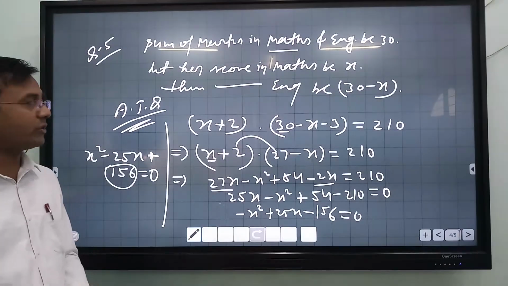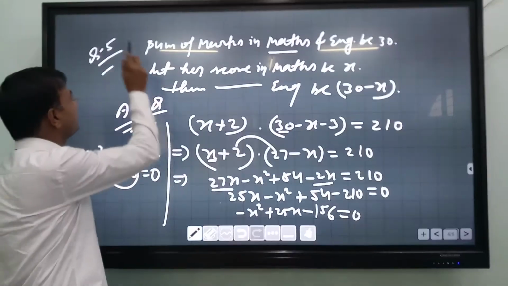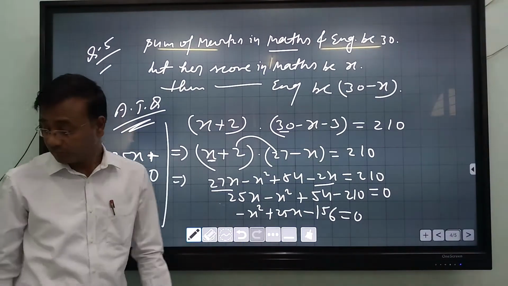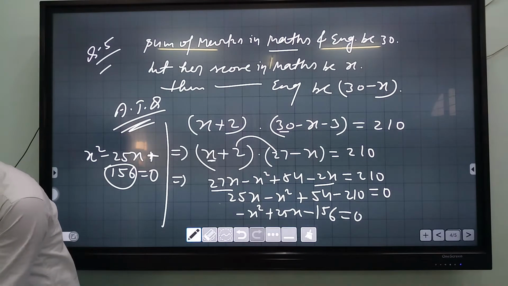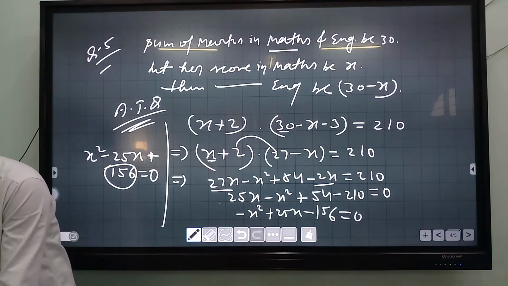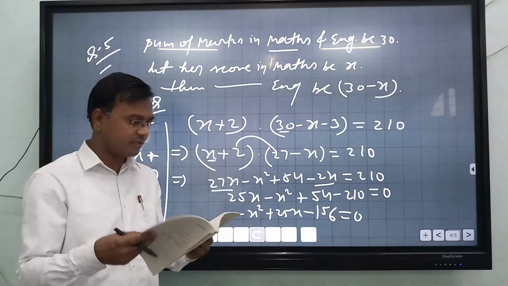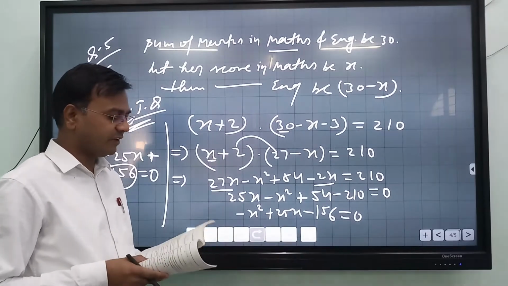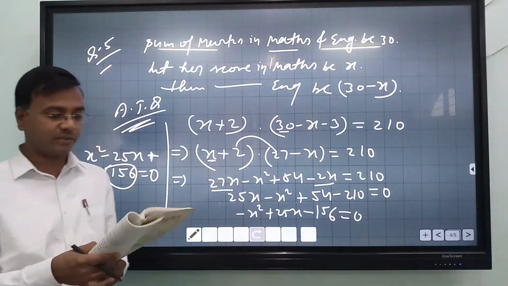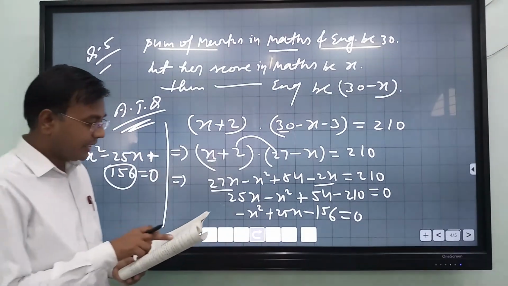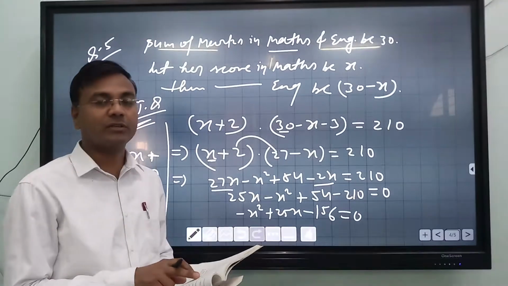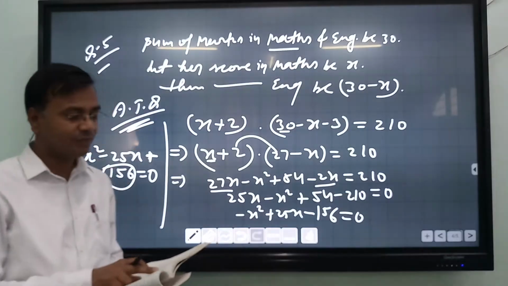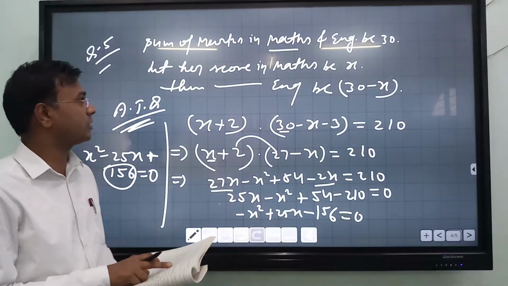So try that question. Now I am taking question number 5. In a class test, the sum of Saifali's marks in mathematics and English is 30. Had she got 2 marks more in mathematics and 3 marks less in English, the product of their marks would have been 210. So find her marks in the 2 subjects.